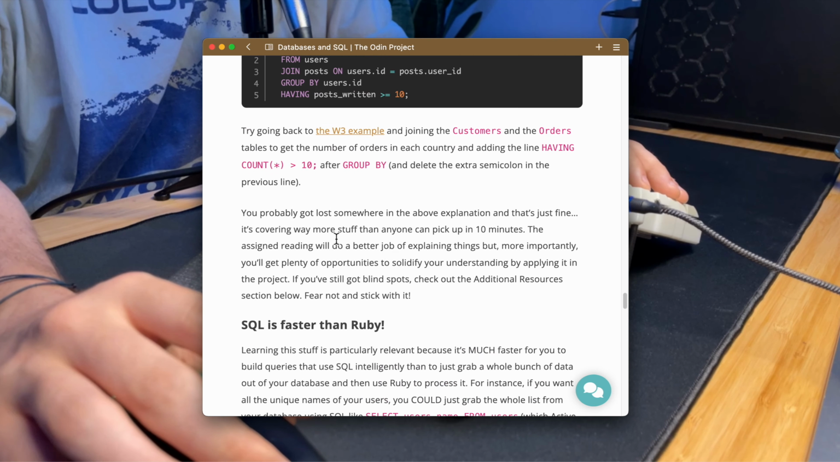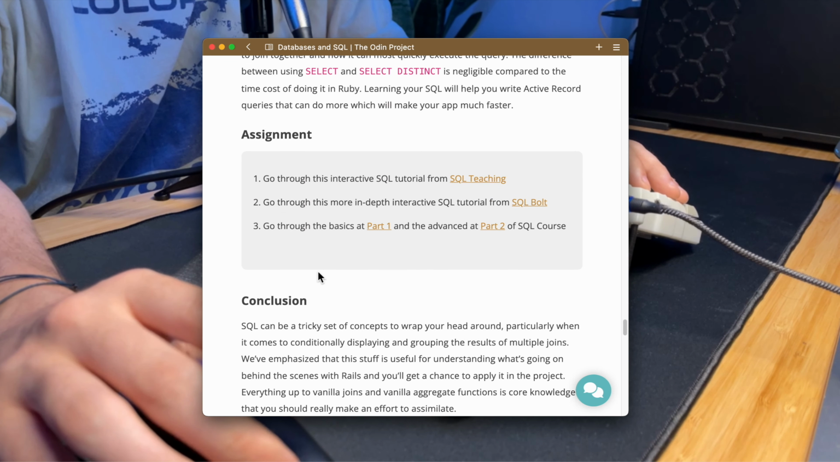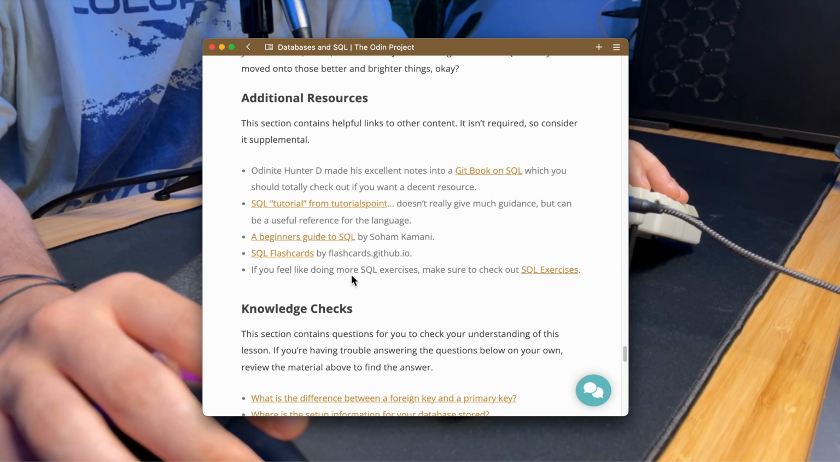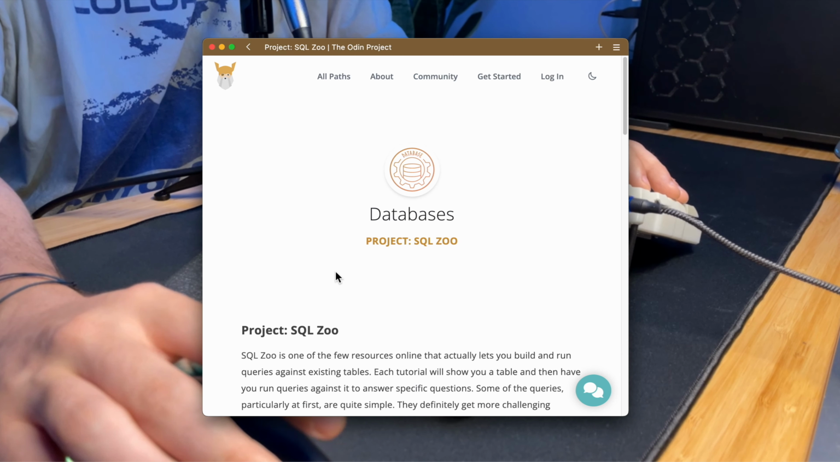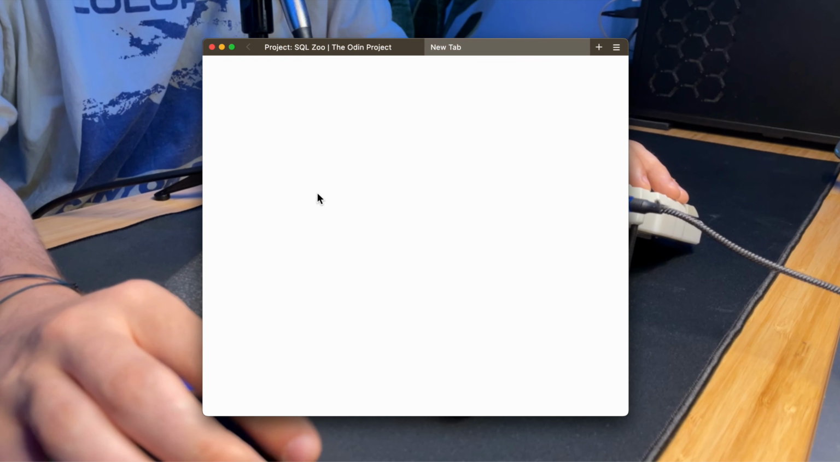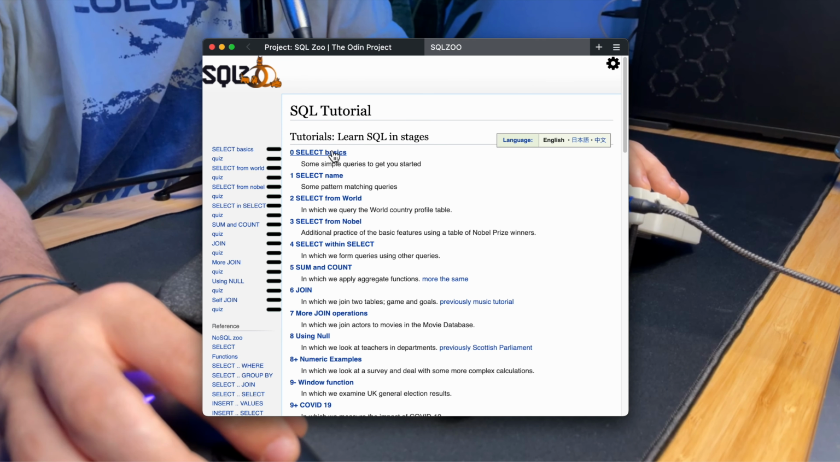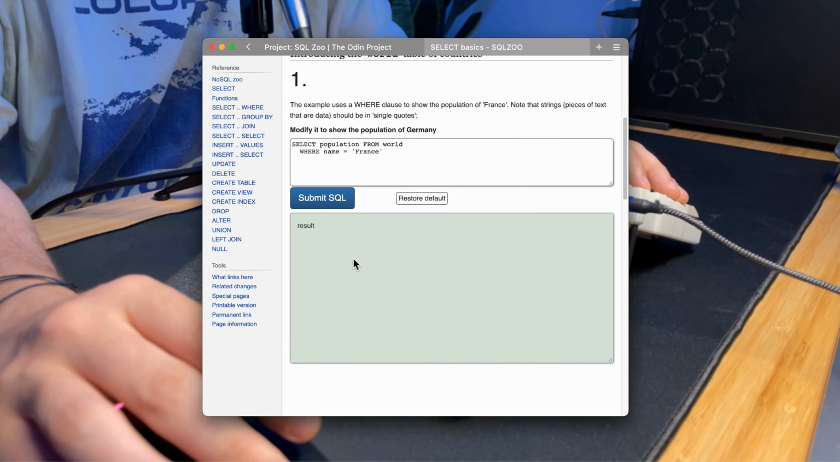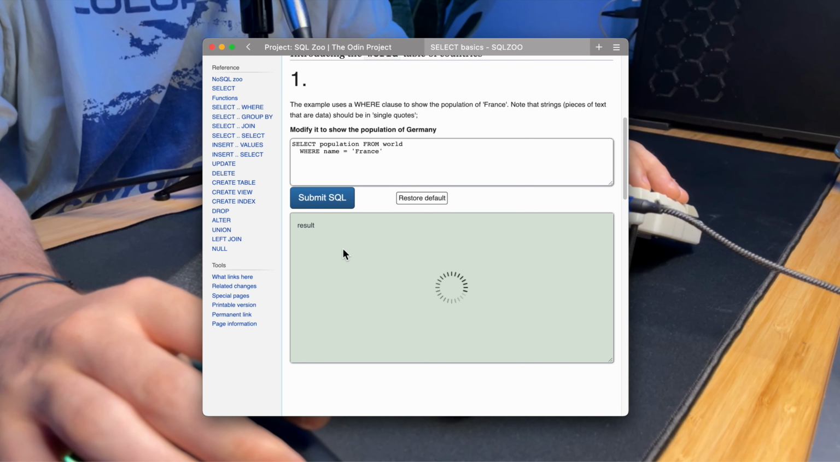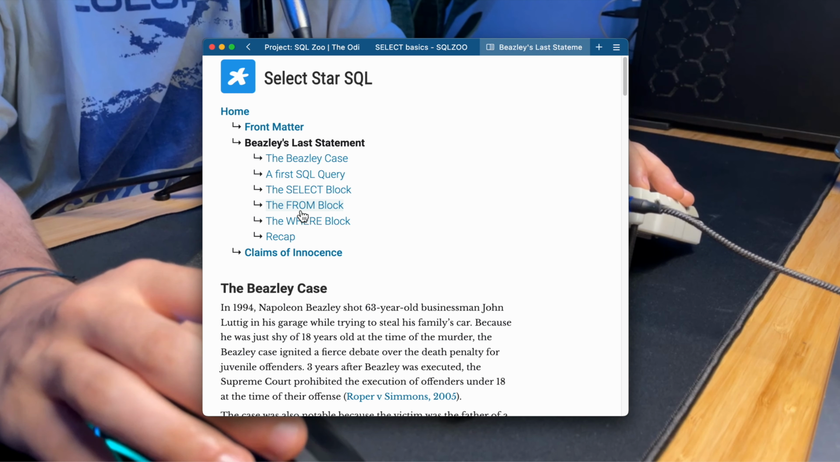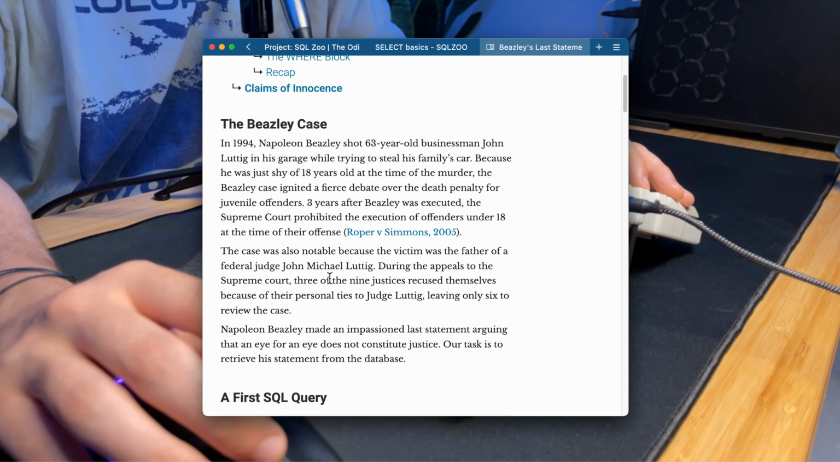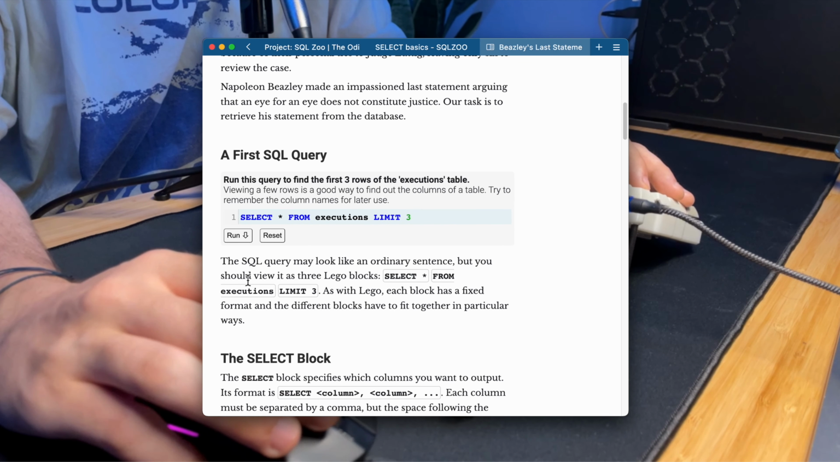A lot of the content is handwritten by the Odin Project's maintainers. In it, they cover things like clauses, statements, functions, and general SQL best practices. The resources they provide are also fantastic, SQL Zoo being one of them. If you want another interactive free resource for practicing SQL, I recommend SelectStarSQL.com. Just like SQL Zoo, SelectStar SQL is interactive and uses a real-world dataset to teach you the ins and outs of SQL.